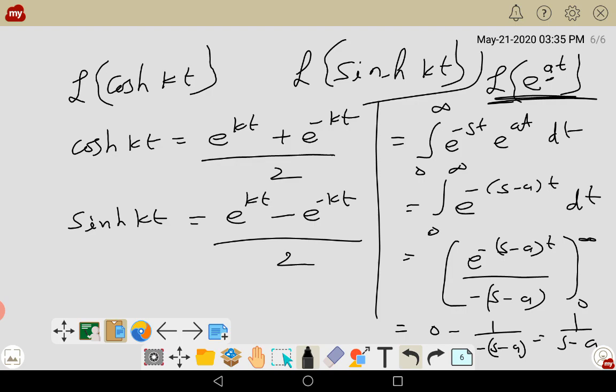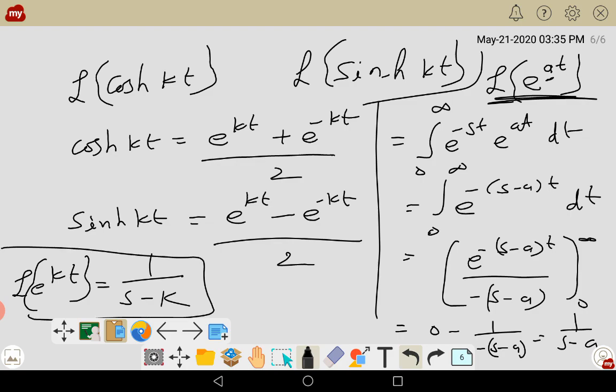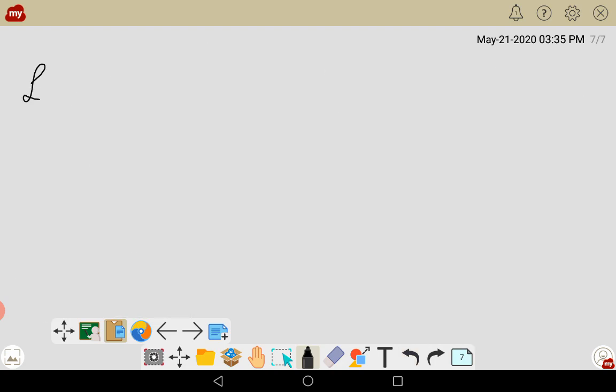So if you know this, then what is the Laplace transform of e raised to kt? It is 1 over s minus k. When you use this result, you can find the Laplace of e power kt and the Laplace of cosine hyperbolic. The Laplace transform satisfies the linear property, which says you can find the Laplace term by term, and constants can be kept outside. What is the Laplace transform of cosine hyperbolic kt? This is the question.